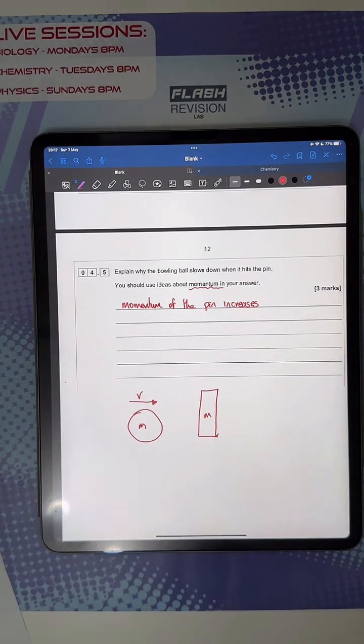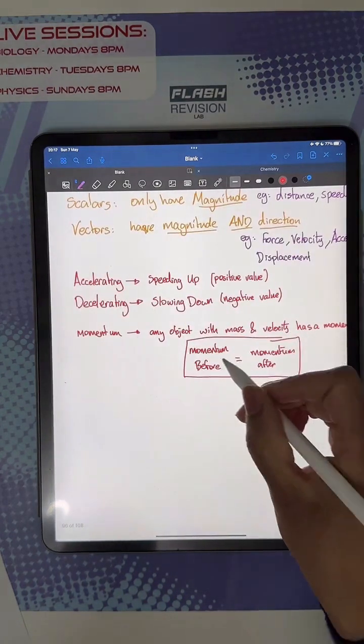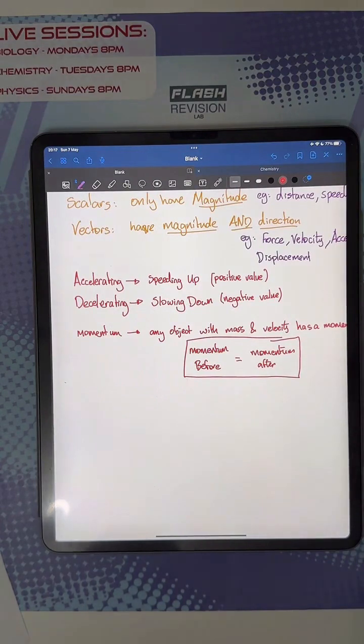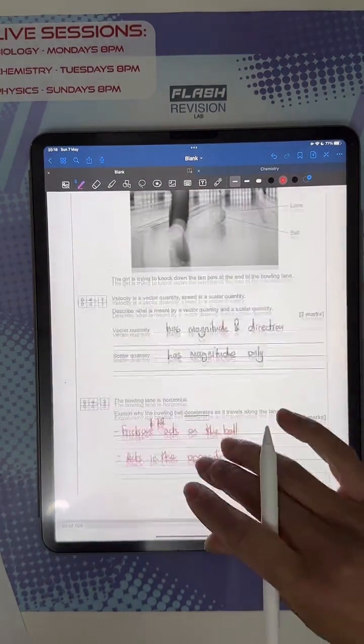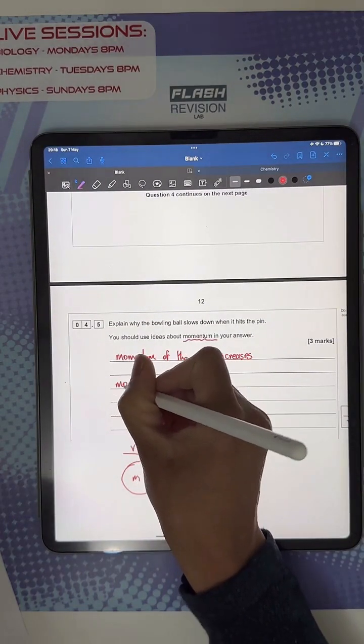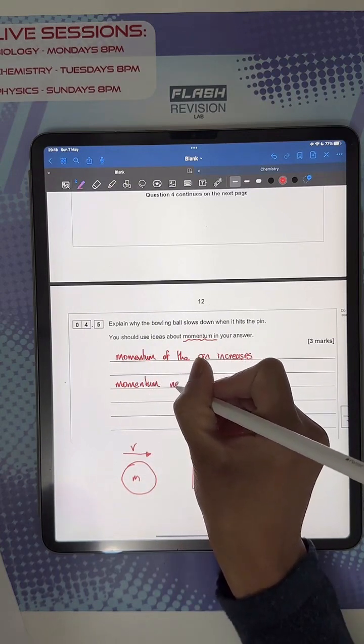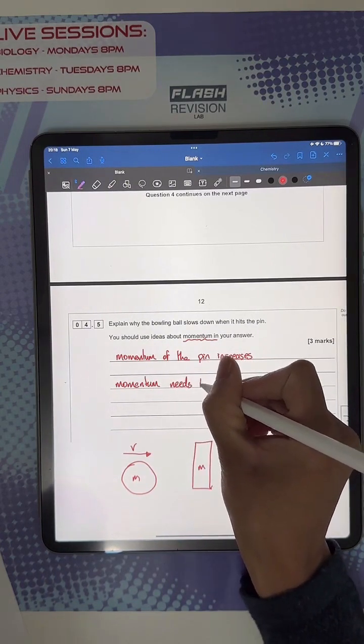And then you get a mark for stating that thing that we wrote in our notes. The fact that momentum before is equal to momentum after, or momentum is conserved. So you can say that for your 2nd mark. So momentum of the pin is increasing. Momentum needs to be conserved.